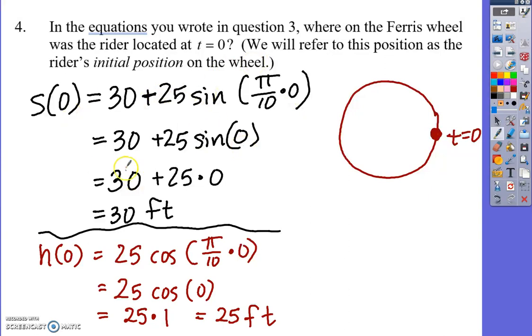So I went ahead and did these the trigonometric way instead of the thinking way. I knew the answers, but trigonometry is so much more fun. So I just went ahead and plugged in 0 for t, and pi tenths times 0 is 0, and the sine of 0 is 0, and so I got 30 feet, and cosine of pi tenths times 0, so the cosine of 0, the cosine of 0 is 1, and so I got 25 times 1, or 25 feet. So those are pretty straightforward, kind of crunch and grind.